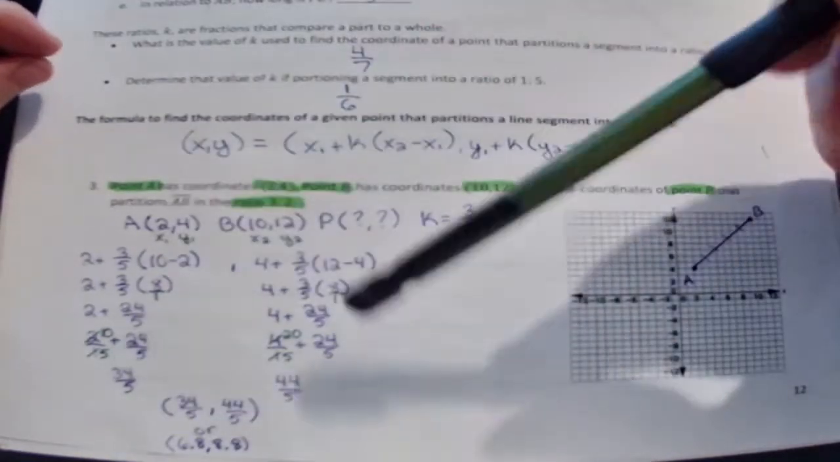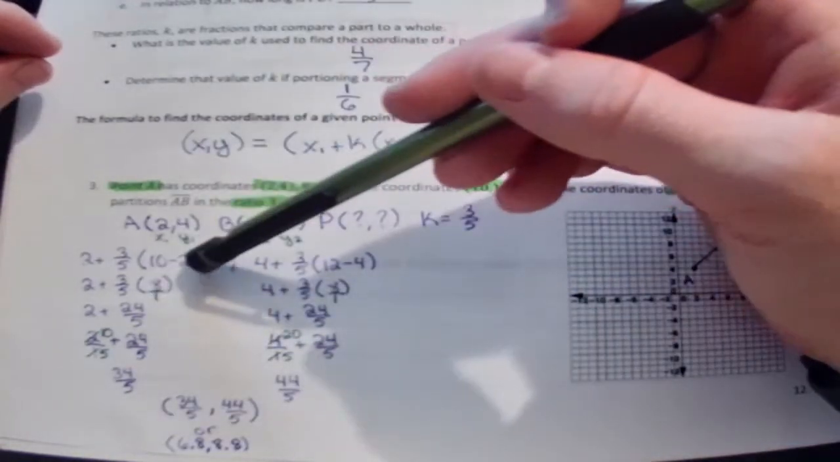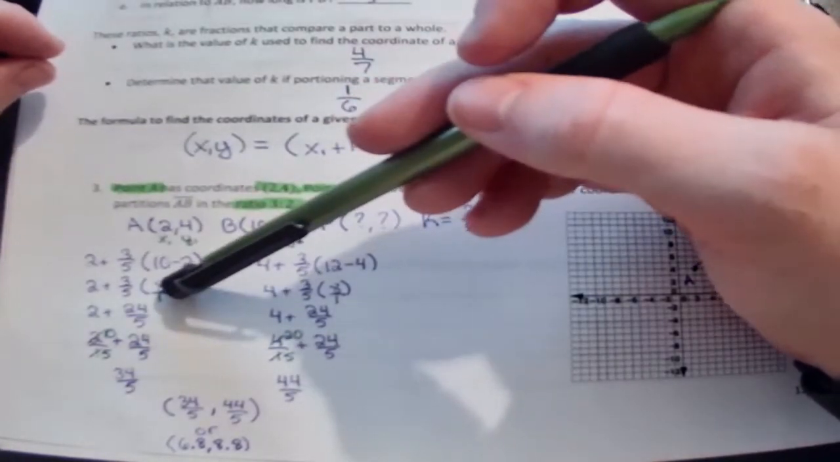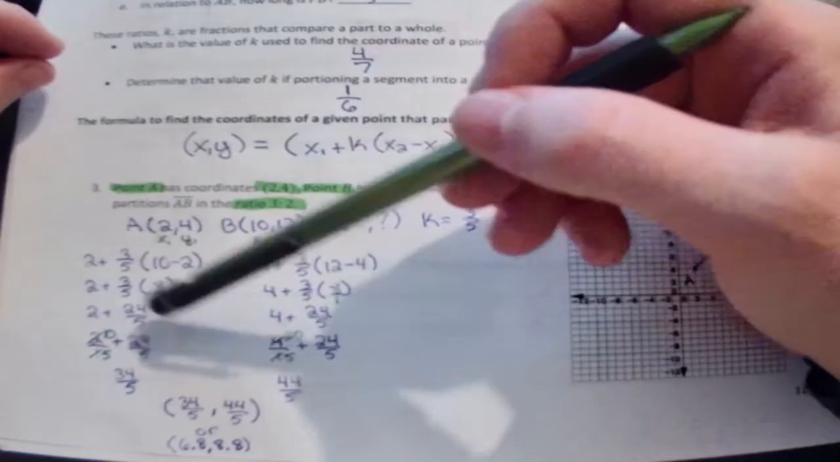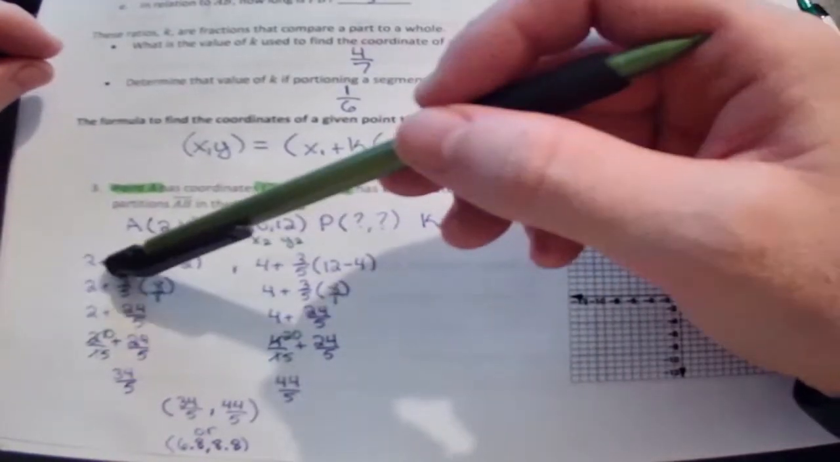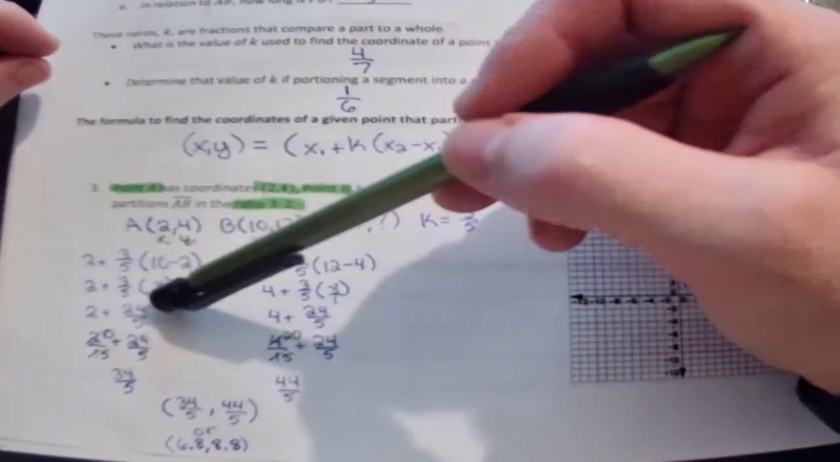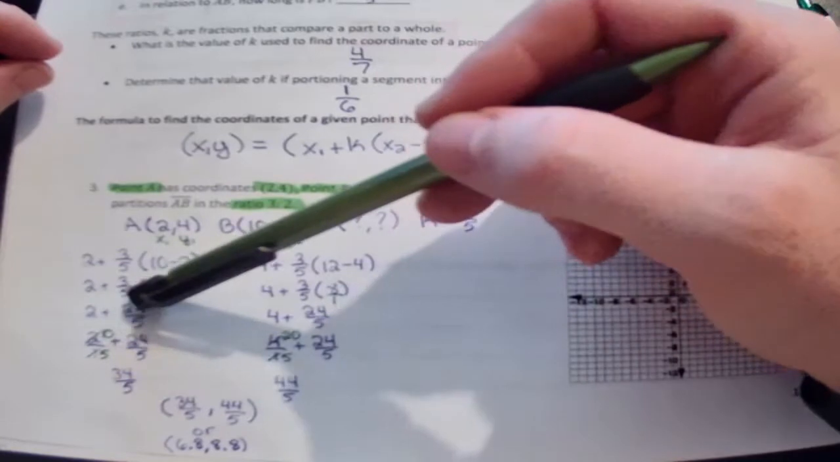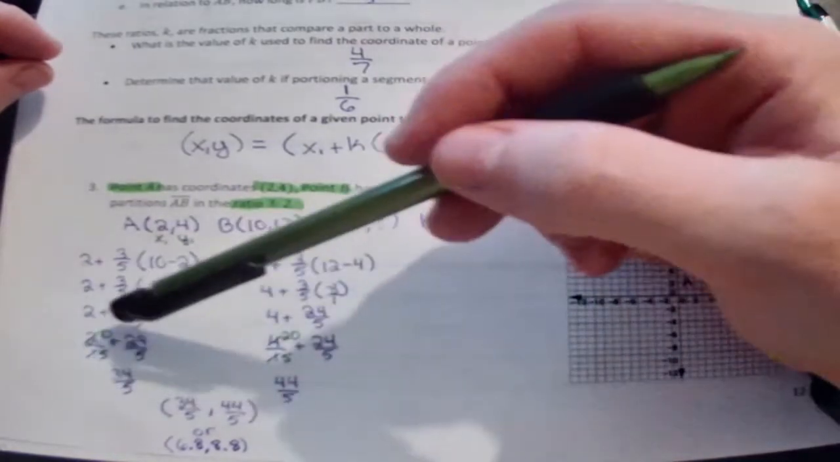According to order of operations, anything in parentheses has to be done first. So 10 minus 2 gives me 8. You notice that I put it over 1. That's because it has to multiply with this. The numerators, the numbers up top, multiply together, and the ones on the bottom multiply together. So that brought me to 2 plus 24 over 5.